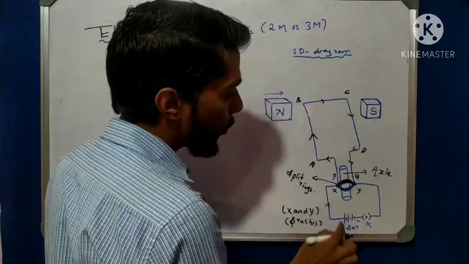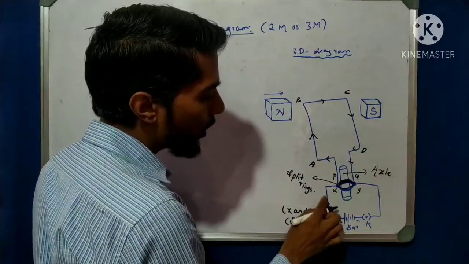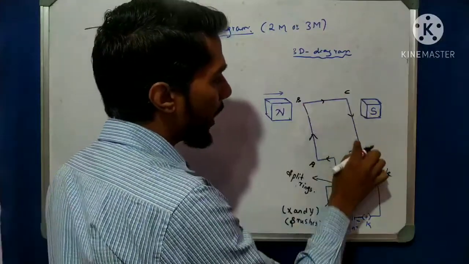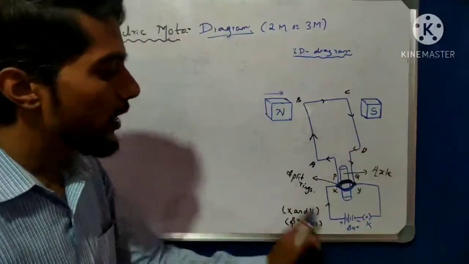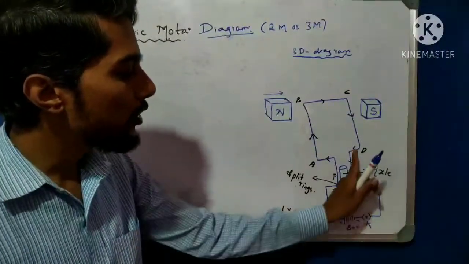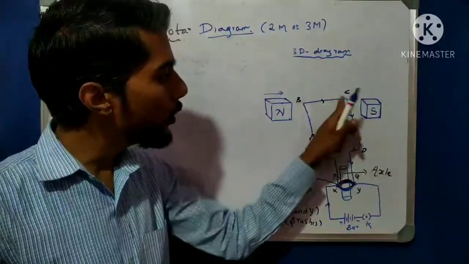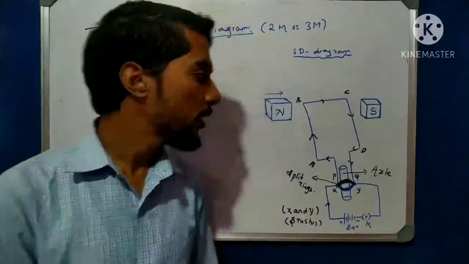From positive to negative terminal, so from positive here to the first X, then here to the first A, B, C and D, then come to the Q and then Y and then to the negative. Get that? So the direction of current is like that. If I take positive here, the direction of current is like that, C to D. But if I take positive here, it is from A to B, B to C and C to D. This is the 3D diagram. Okay, hope you understand this diagram.